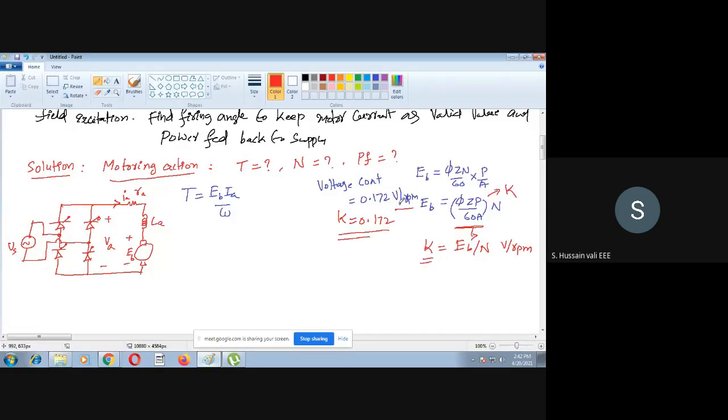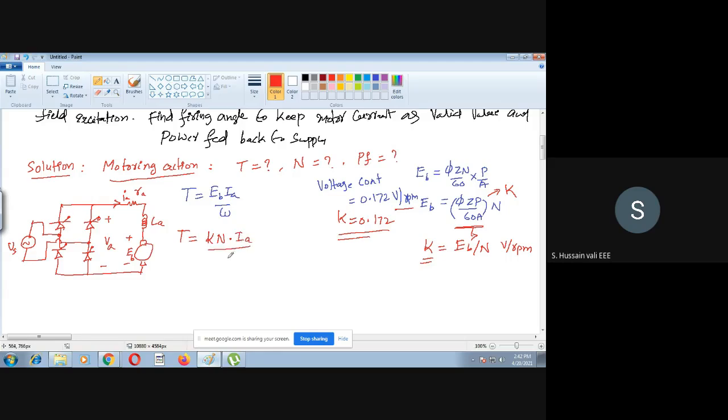So coming to the torque. Now torque is equal to EB into IA by omega. What is EB? We got here K into N. So torque is K into N into IA by omega.